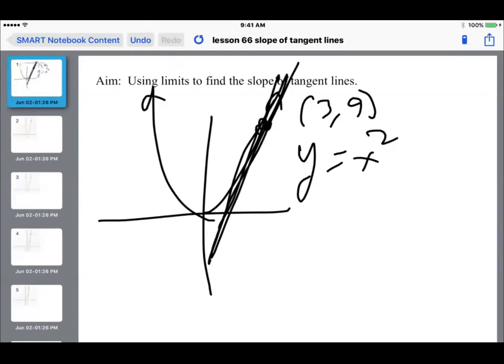Let me bring a Desmos screen up for you. Hold on a second. Let me just get the Desmos up. Here we go. Oh, here's a couple more people coming in.